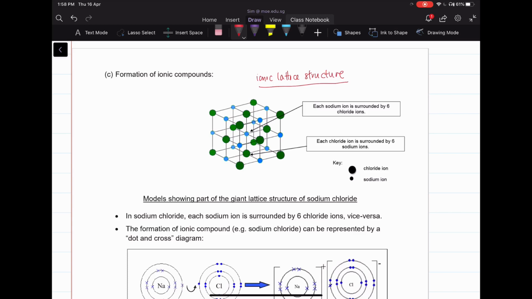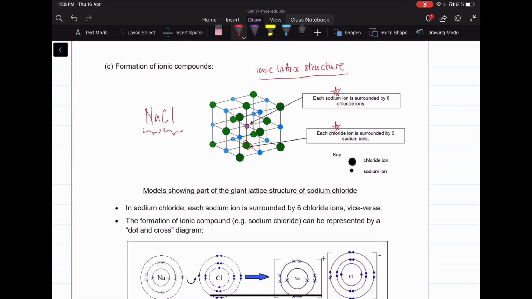So these smaller blue circles here are represented by the sodium. It's representing the sodium ions. The green one is representing the chloride ions. So this entire compound is sodium chloride. Okay, so inside sodium chloride, there must be sodium ions, there must be chloride ions. And this is how they are arranged inside the entire structure, looking like this lattice structure. Okay, so that's just to give you an idea of what's going on.